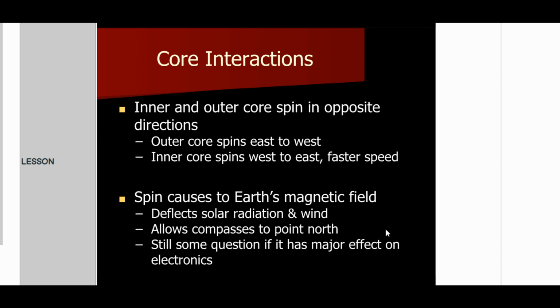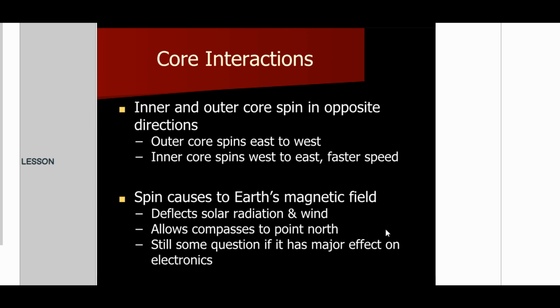We talked about that magnetosphere. So some of the core interactions that we have are the spinning of the cores in opposite directions. The outer core goes from east to west. The inner core goes from west to east, and as they pass over each other, they're going at different speeds in different directions, and that causes that magnetic field to form.